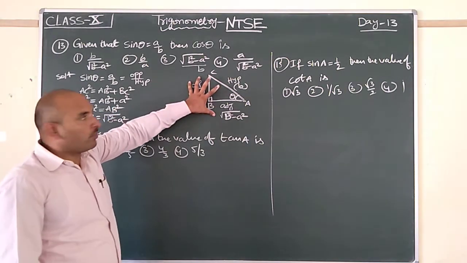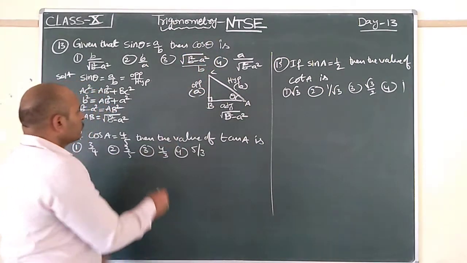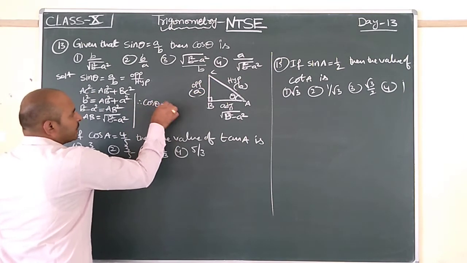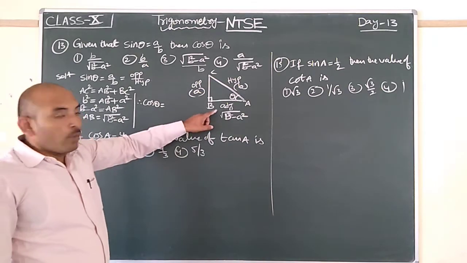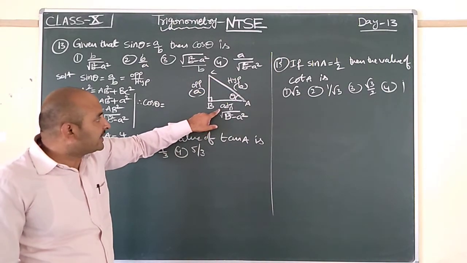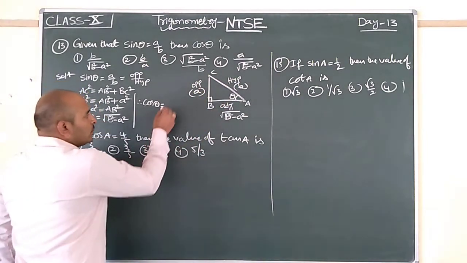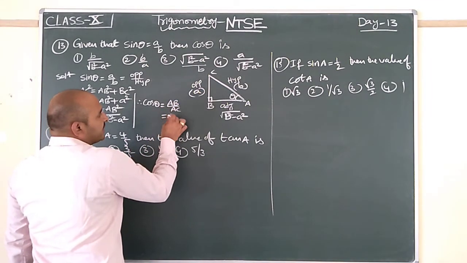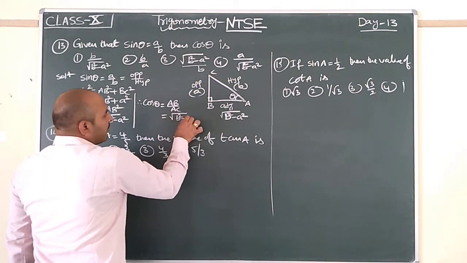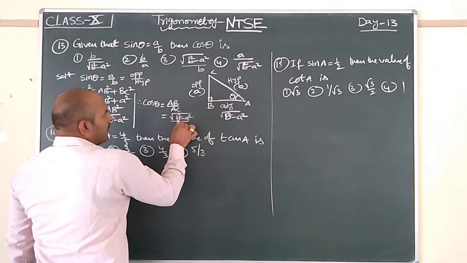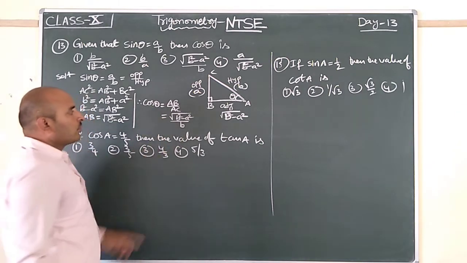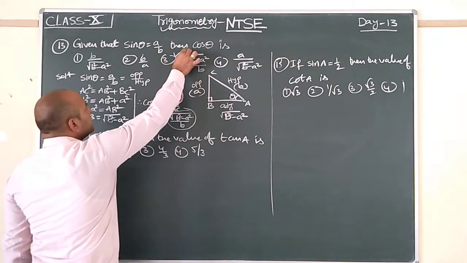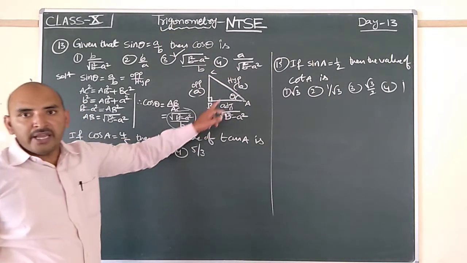Now in this question what you have to find? Cos theta value. So therefore cos theta is equal to, how to write it? The formula is cos theta equals adjacent side divided by hypotenuse. So that is AB by AC. What is the AB value? Root of B square minus A square, and the AC value is B. So cos theta is equal to root of B square minus A square by B. So option number 3.